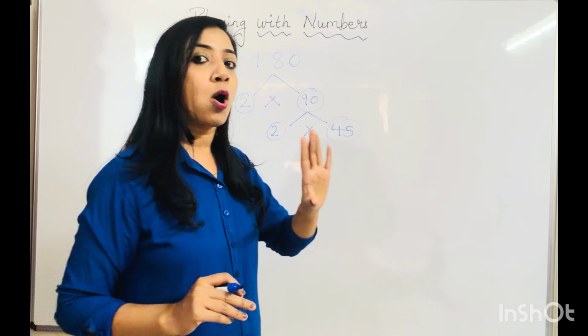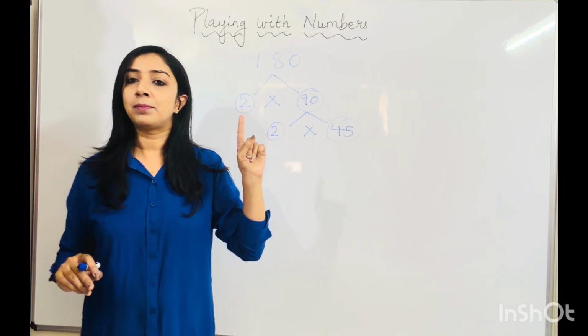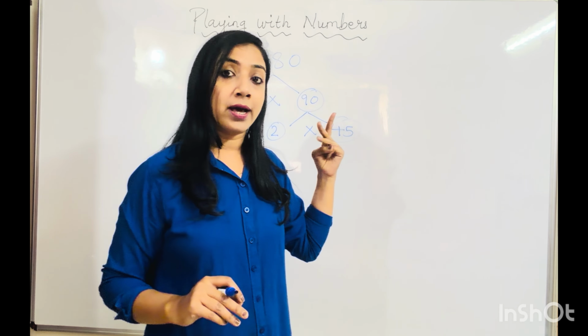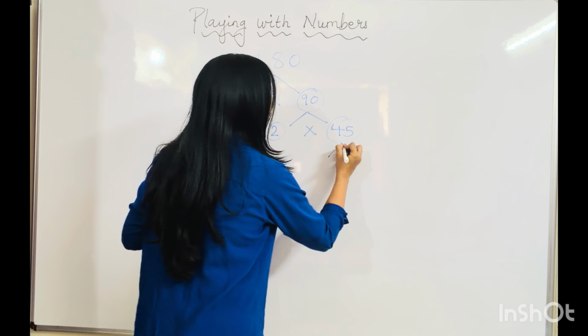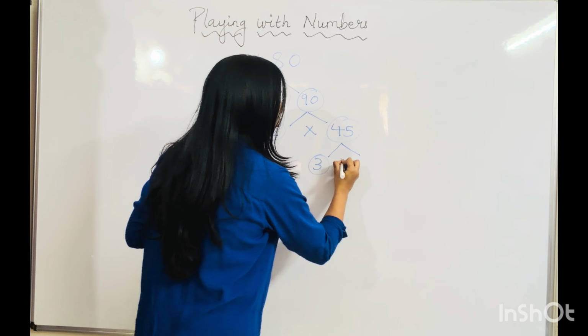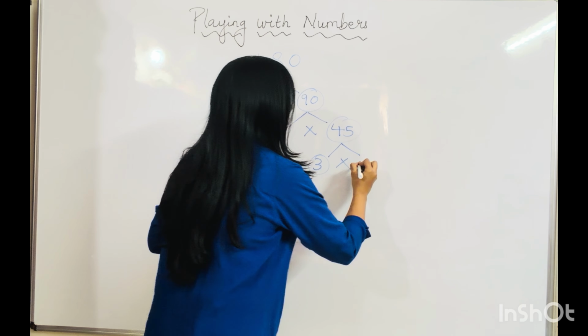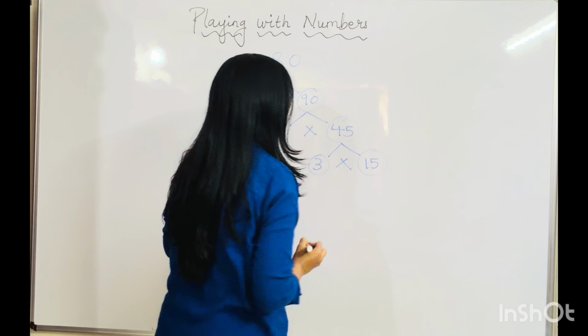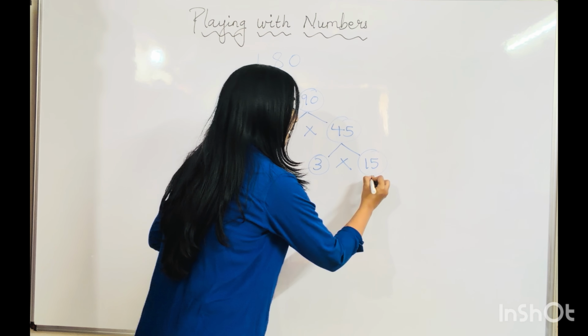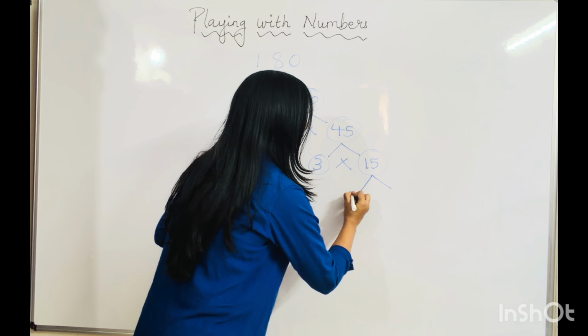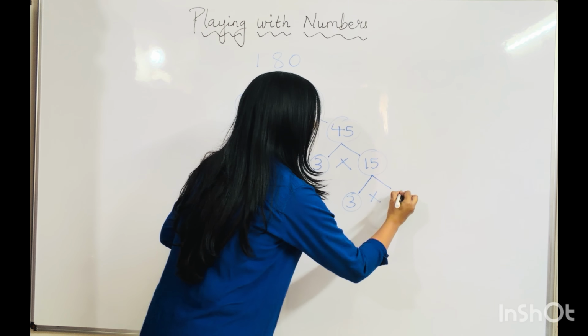Now 45 is an odd number which is not divisible by 2. So what will we do? We will take another number as a factor: 3. So when we divide 45 by 3, what do we get? 15. Very good. Now 15, what will we see? 15 is again an odd number. Again we will take 3 multiplied by 5.